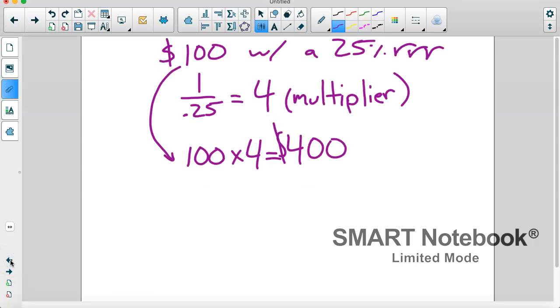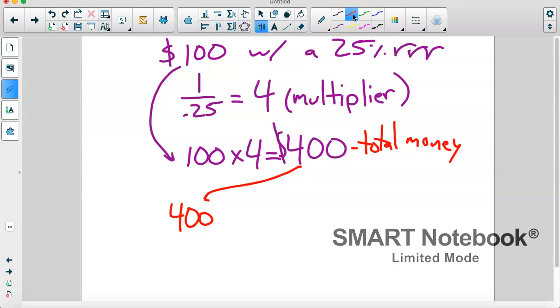Okay? However, we want to find out how much new money was created. How much money did the Federal Reserve actually create in purchased items? To do that, you take your $400 that were total. Okay? That's how much total money there is. I should probably label that. This is total money. You take the $400 of total money and you subtract the original deposit of $100. That means in total you end up with the Federal Reserve having created $300 worth of new money through our banking system.